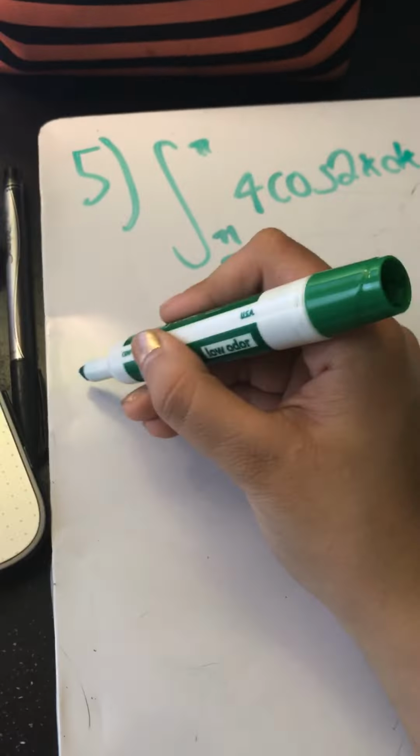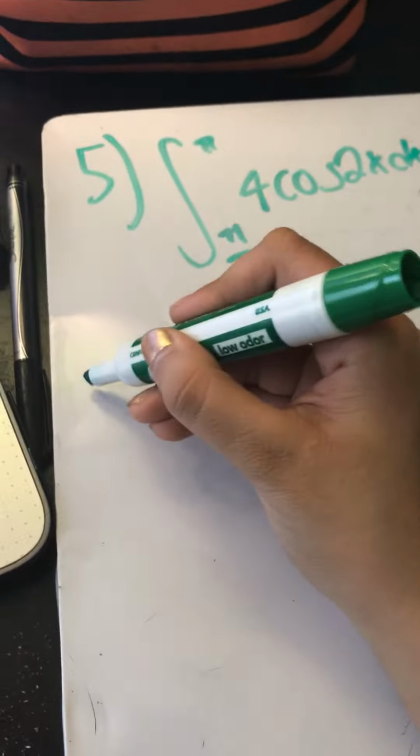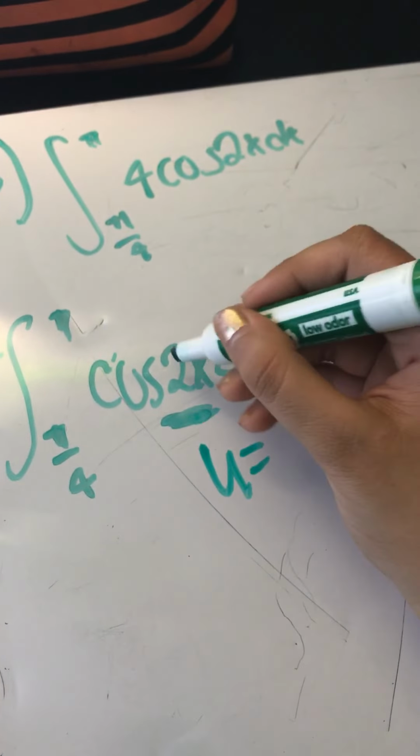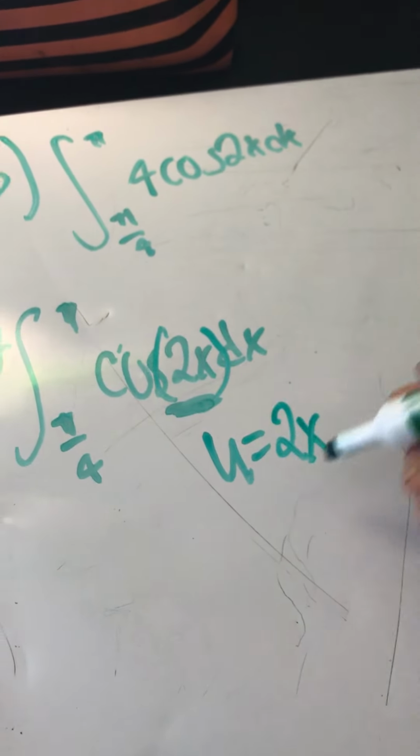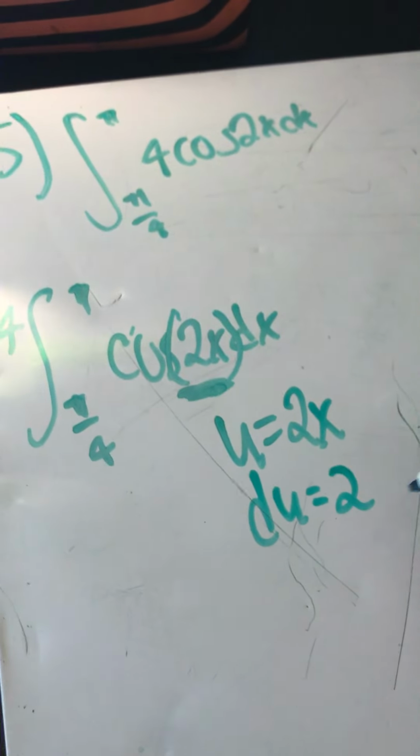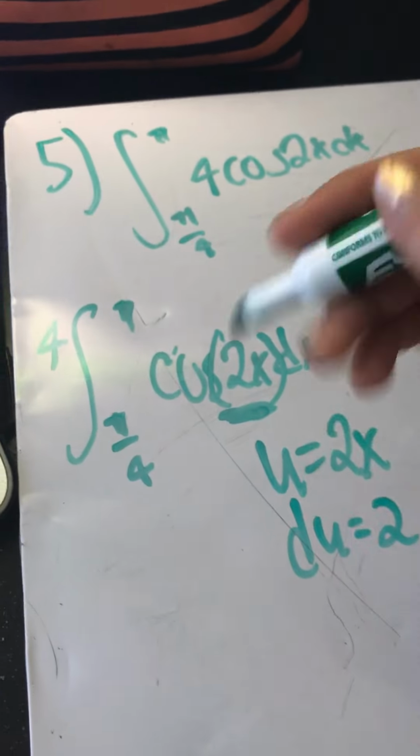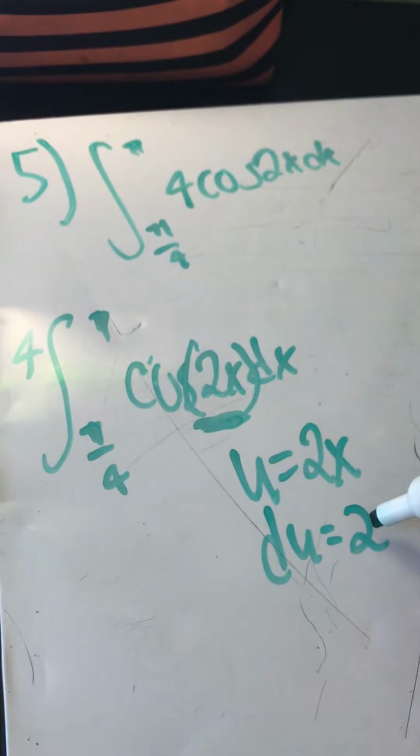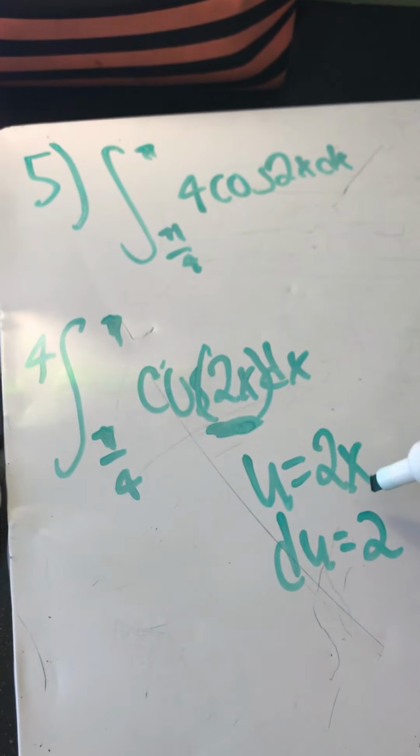Okay, 5. You go from pi to pi over 4 of 4 cos of 2x dx. The first thing you want to do to make your life easier is move the 4 out. And since there's a 2x instead of an x, we have to do u substitution. So your u is going to be whatever's in the parentheses, so 2x. Then you take the derivative of that and you get 2. Basically what we're going to do is multiply the outside by the reciprocal of that, so we're going to multiply it by 1/2.